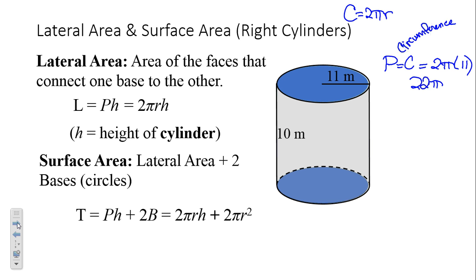In order to find the lateral area, we need to take that 22 pi times the height of the cylinder, which is 10. So what's 22 times 10? 220. You don't have to multiply pi in, but if you want to because it feels better, you can. This is just a more accurate answer because we haven't done any rounding.